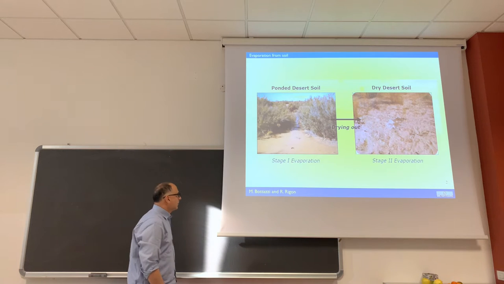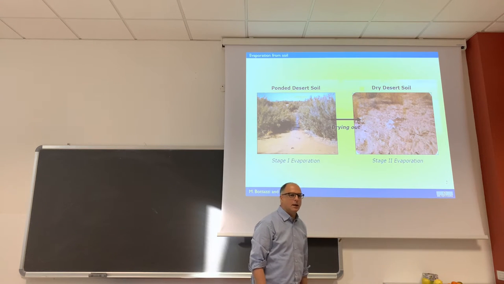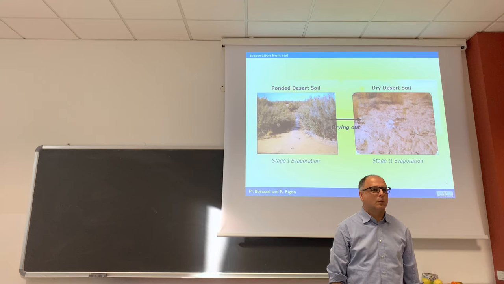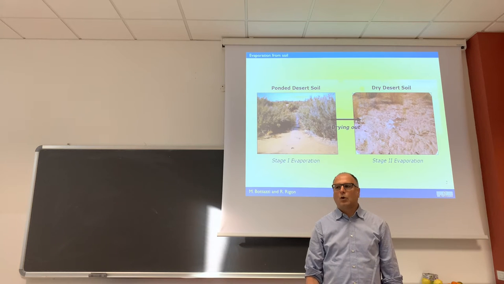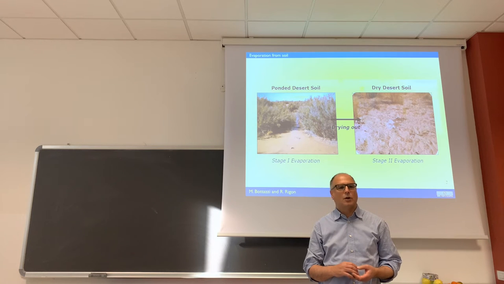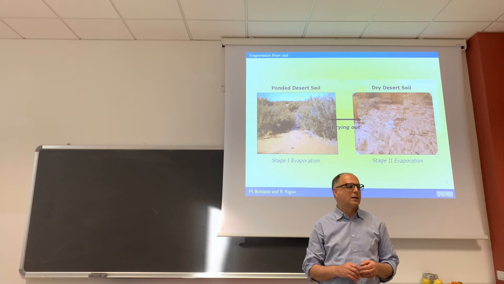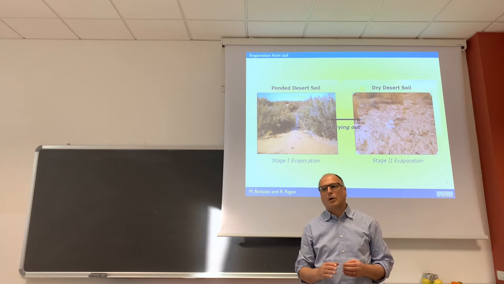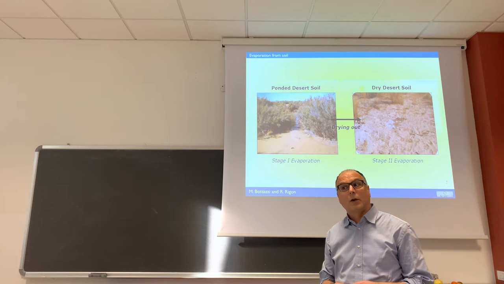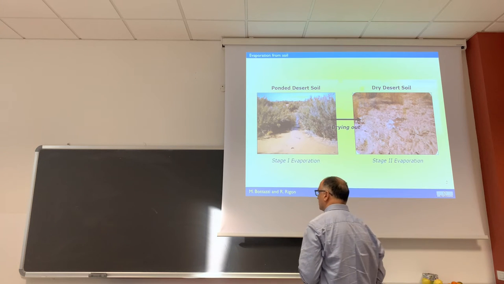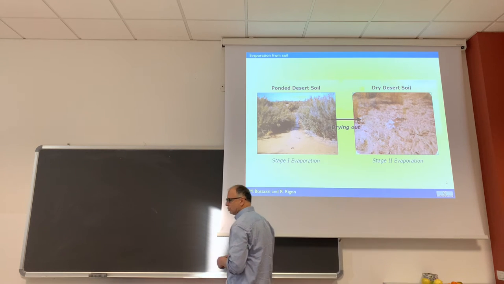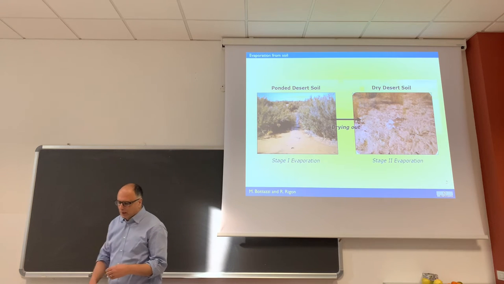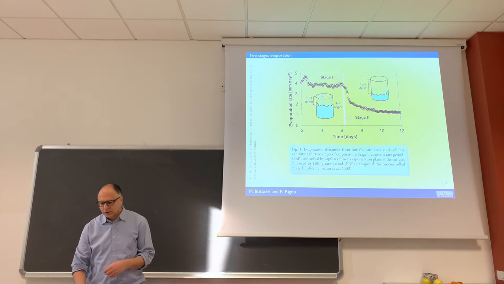The experiment in soil is that evaporation works at the maximum, at the potential evapotranspiration, during a certain phase in soil, when the soil is particularly humid, or at least for a certain time. And then, more or less, the evaporation decreases exponentially. So it's called stage one and stage two evaporation. At the beginning, I was not really believing this.